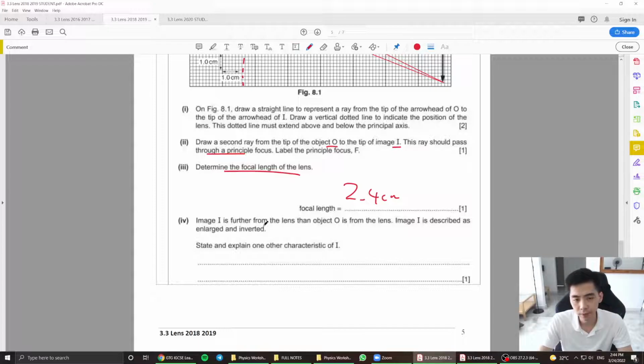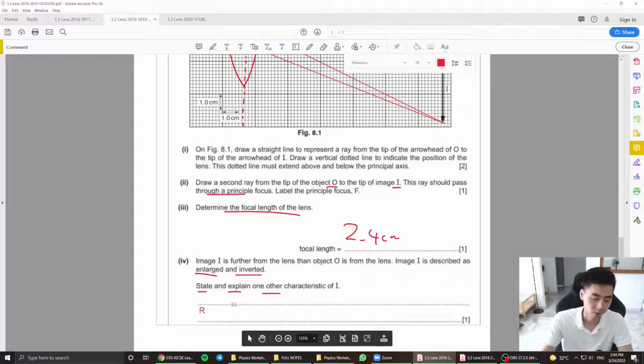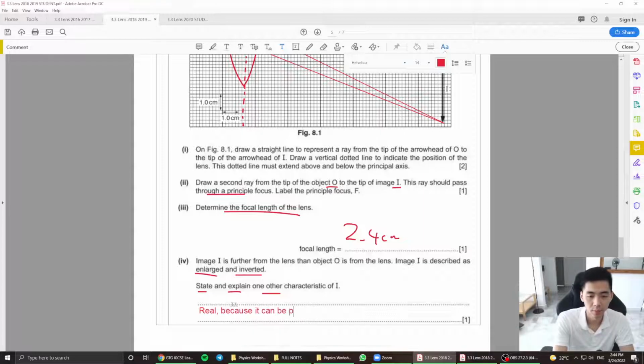Image I is further from the object than object O is from the lens. The image I is described as enlarged and inverted. State and explain one other characteristic. Yet again, it's either real or virtual, right? It's definitely going to be real because it can be projected onto a screen.